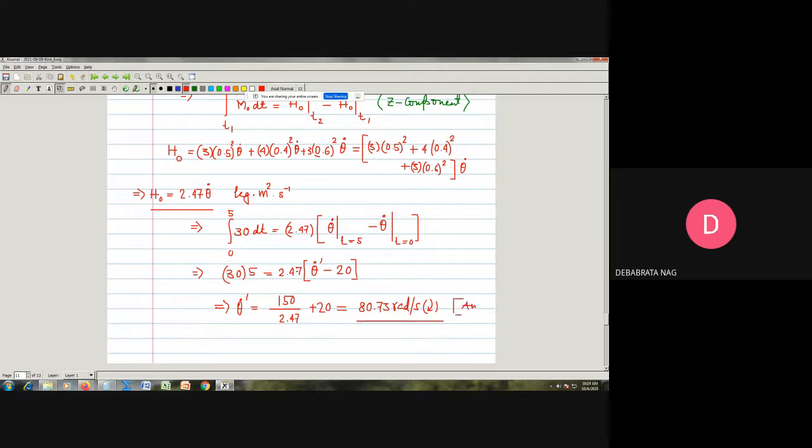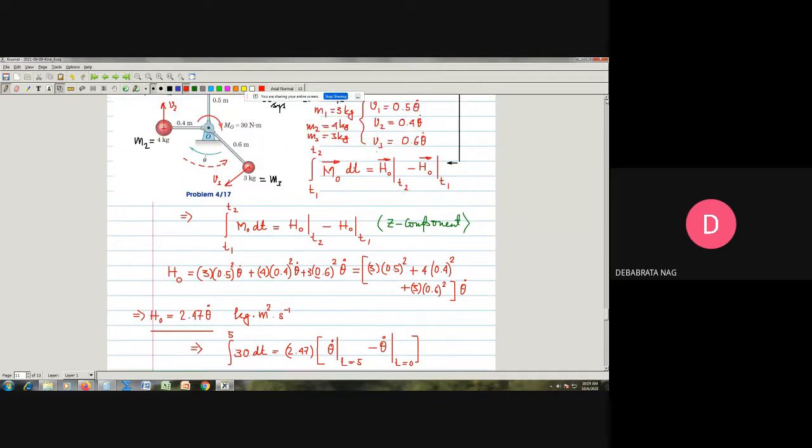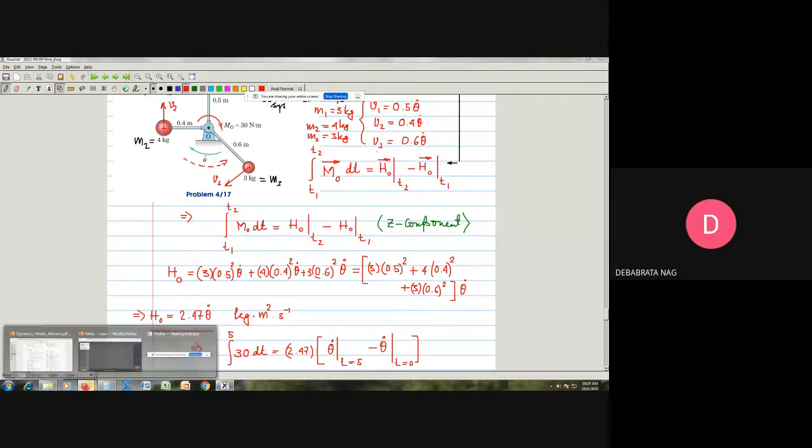So in this case, we note that this problem can be solved by the principle of angular impulse and momentum, the equivalence of angular impulse and angular momentum.